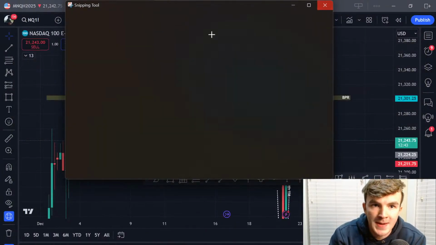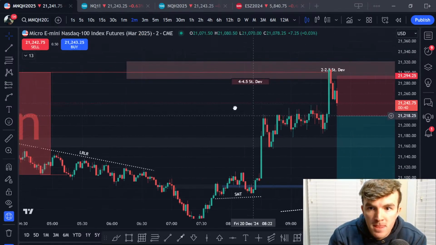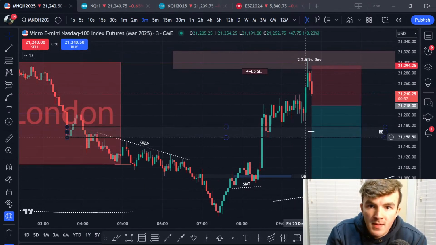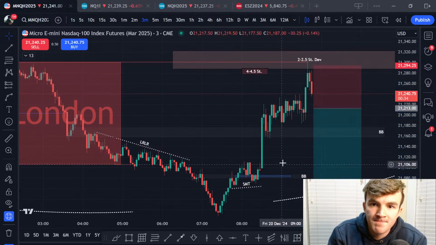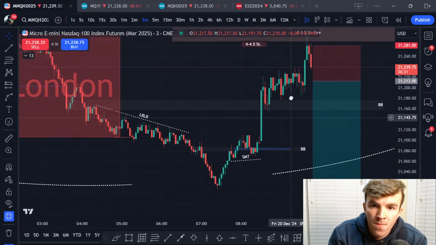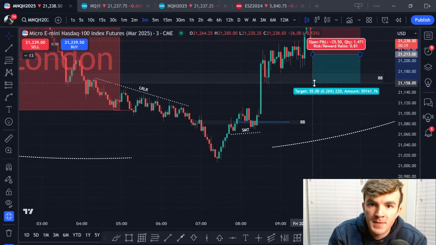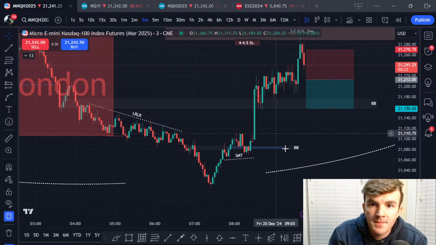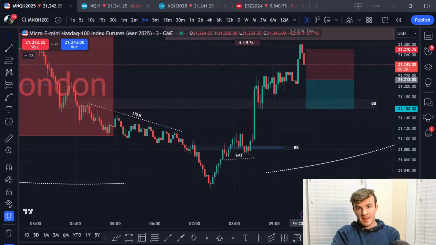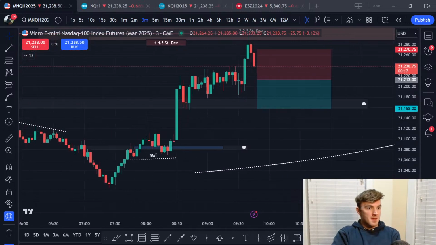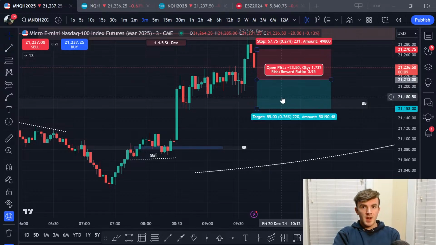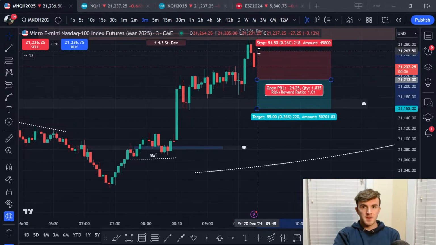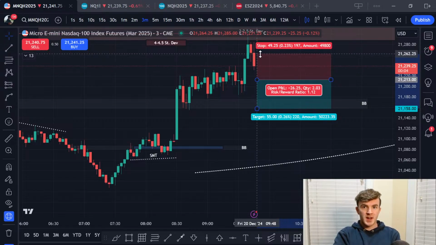Okay, wait, we might get something. 3 minute. If we get 3 minute inversion, just a 1-to-1 down to these lows off of this on the 3 minute. That looks decent. That looks decent. Okay, wait, how many contracts would this be? Like 2? Yeah, so it'll be 2 contracts.